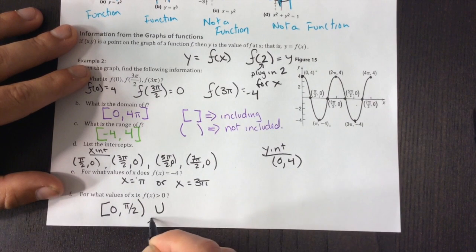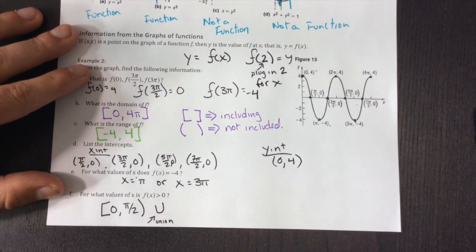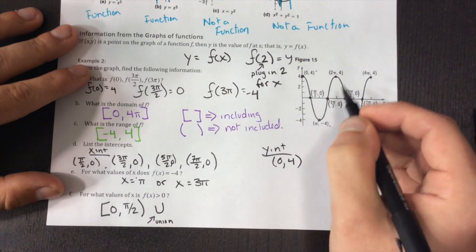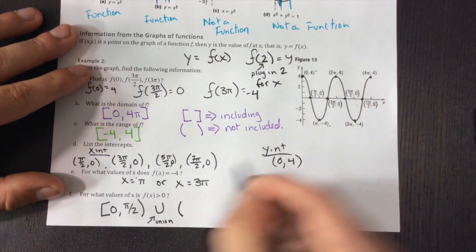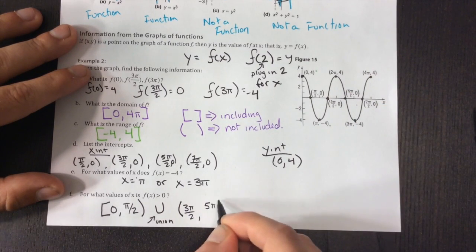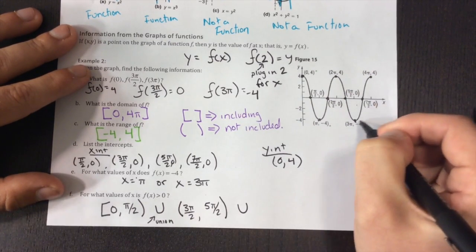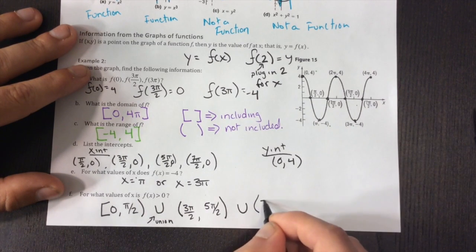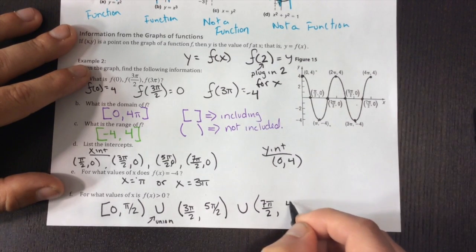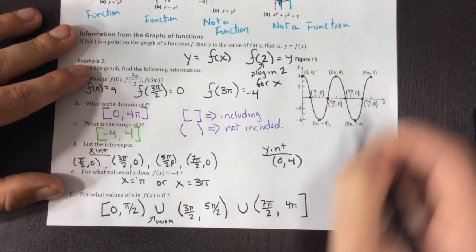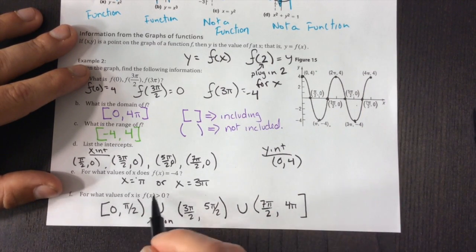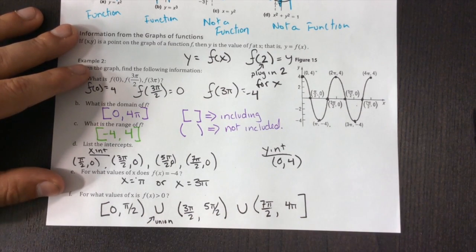Then we use this sign to say union. So we union. Well, where's the next positive set? Well, we want to be greater than 0, so it's going to be 3 pi over 2, 5 pi over 2. Union, I know we have one more, which is 7 pi over 2, comma, 4 pi. And we include that last piece because it's included in our domain. So that's what we're going to be looking for the values for here. If we flip it over, we'll be in the last problem.